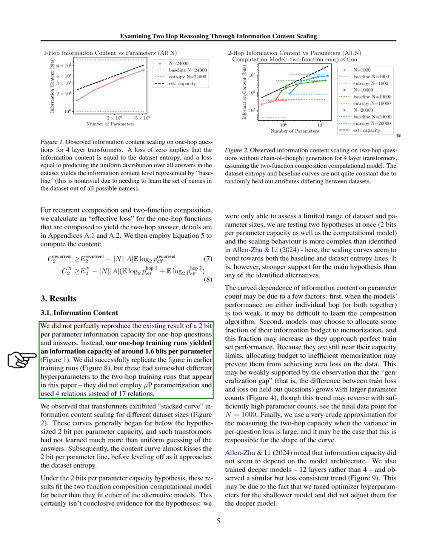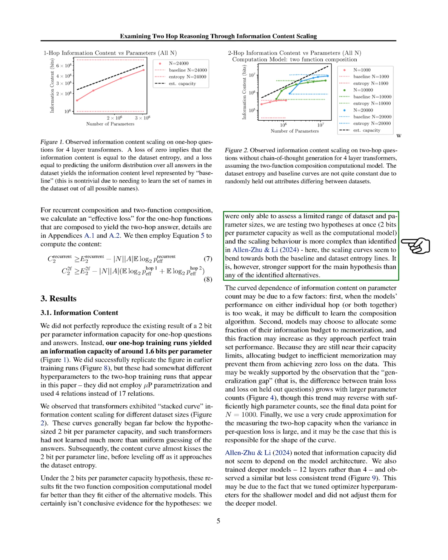parameter, which is less than the previously reported 2 bits per parameter. Although we replicated earlier results with different hyperparameters, we observed that transformers displayed a stacked curve behavior in information content scaling with dataset sizes. These curves started below the 2 bits per parameter capacity, indicating that the models had not learned much beyond random guessing. The content curve approached the 2 bits per parameter line before leveling off near the dataset entropy.